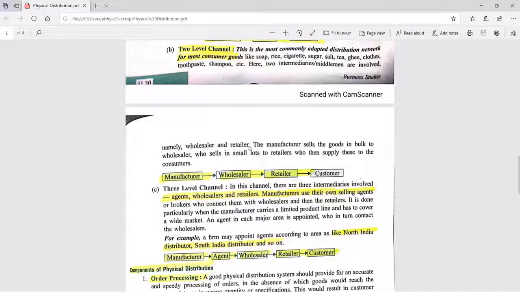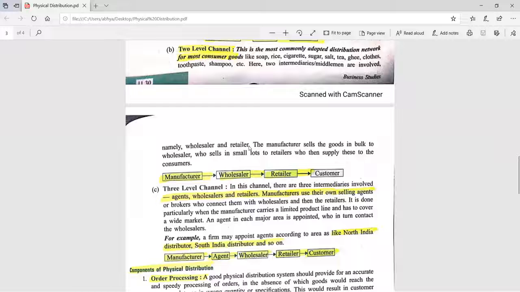So in this channel, three middlemen or intermediaries come into existence. The manufacturer sells goods to agents, then agents sell goods to the wholesaler, then the wholesaler sells goods to the retailer, and further the retailer sells goods to the customer.